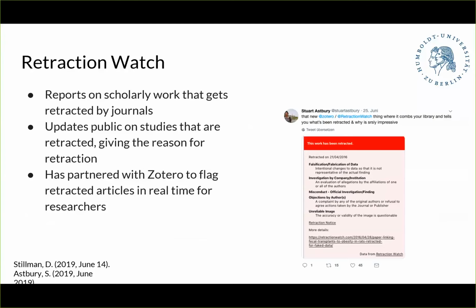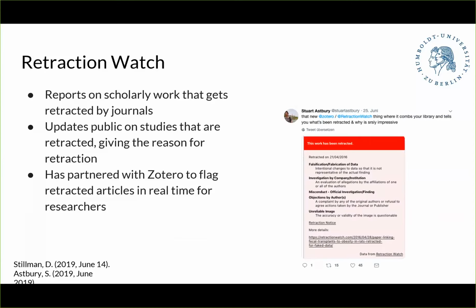So let's take a look here at Retraction Watch. This is a project that started some years ago. What it does is it reports on scholarly works that have been retracted by journals. This is especially important to us in libraries. Many of our libraries have these journals, and we need to think about how the journals are handled once material has been retracted.